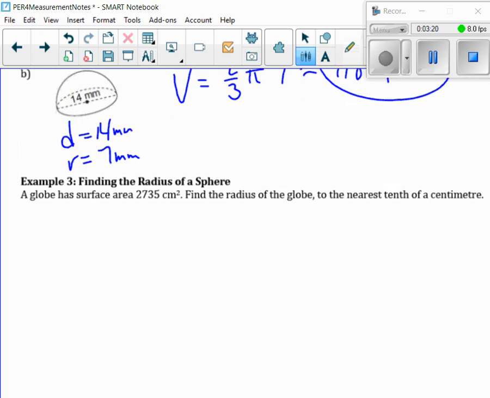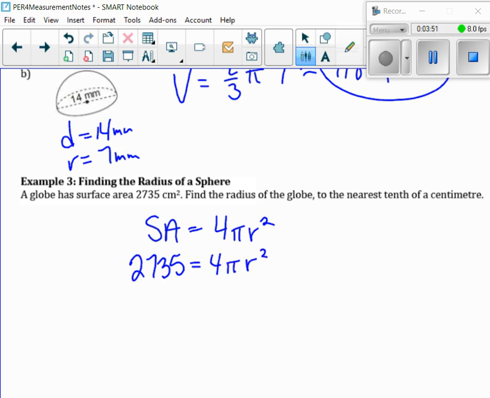Okay, so this time they're giving you the surface area, and you have to figure out the radius. So you're working backwards. So just, again, this is a sphere, or a globe. A globe is a sphere, a full sphere. So surface area, what was the formula for surface area of a sphere again? 4 pi r squared. So they're giving you that 2735 is 4 pi r squared.